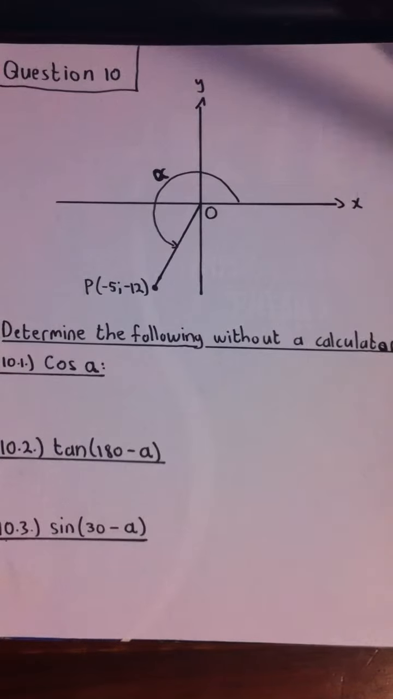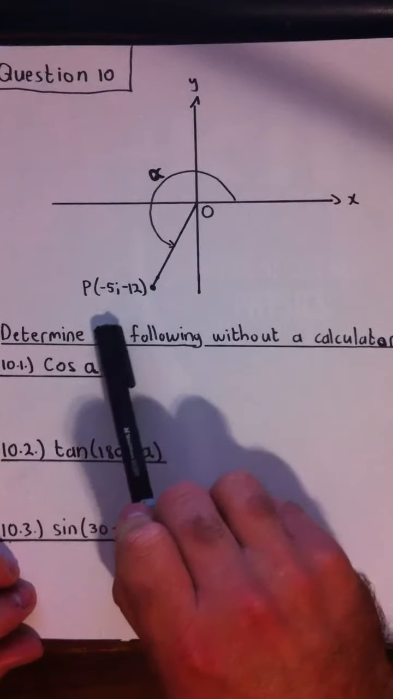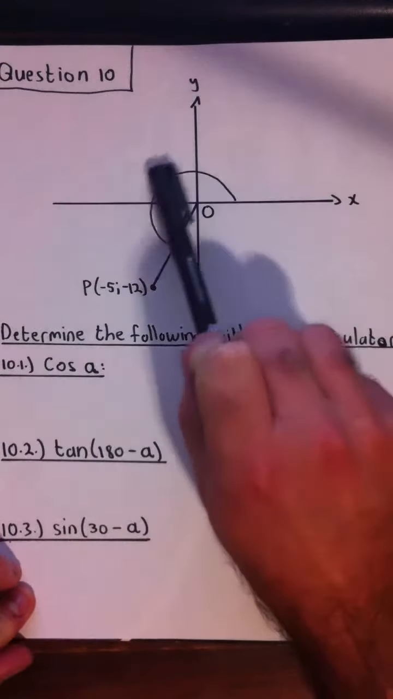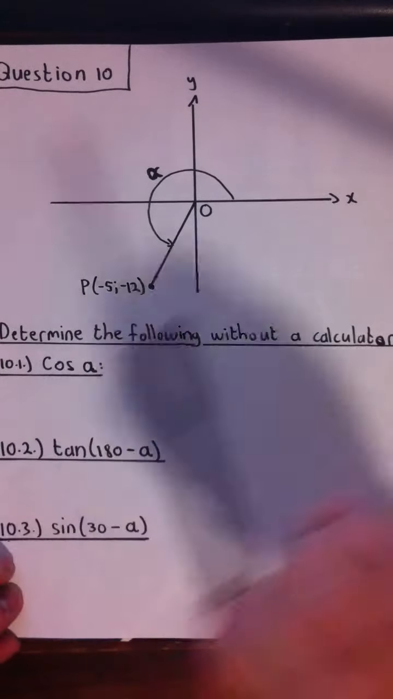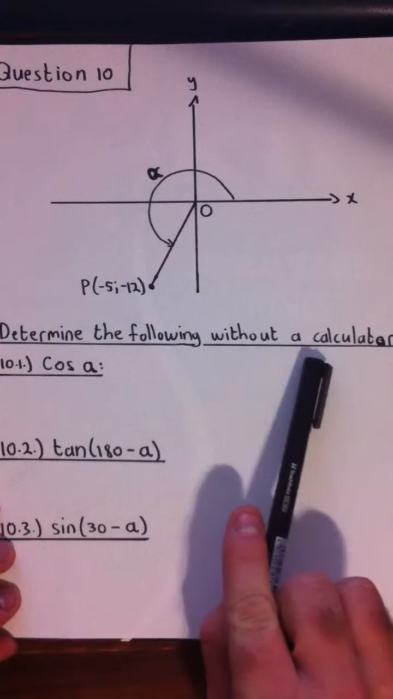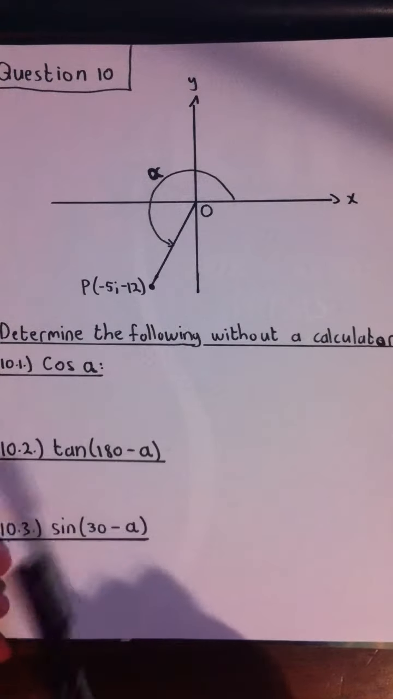Okay, question 10. Now we start looking at some trigonometry. They've given us a picture here, a Cartesian plane with a point P on it at (-5, -12), and an angle alpha. I know that doesn't look much like an alpha, but just pretend it is. Determine the following without a calculator. Cosine of alpha.